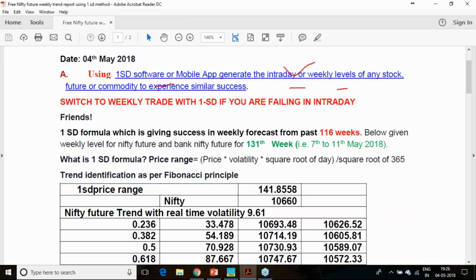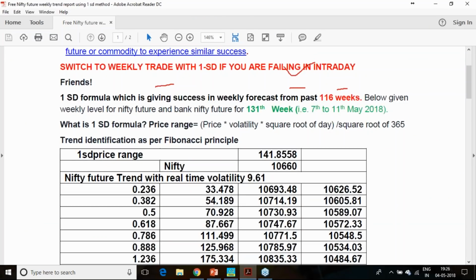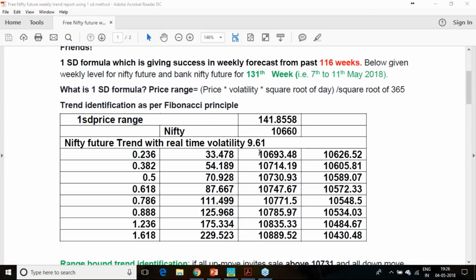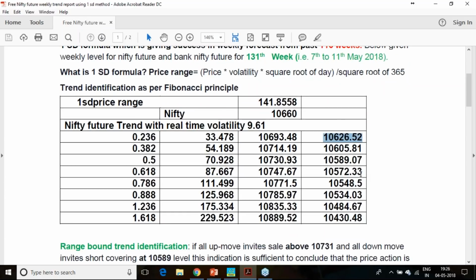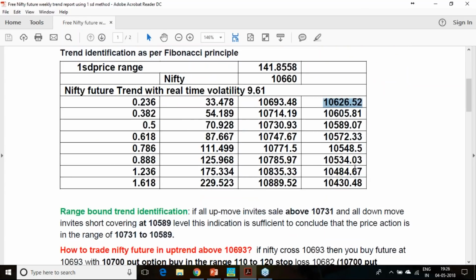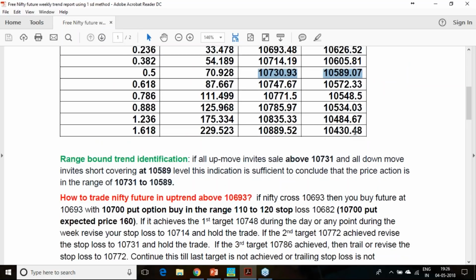Coming week, what are we expecting? I will be starting the session exactly at 7:30, as I told you. This is the trend report you can download for 7th to 11th May. If Nifty moves above 10,693, it will be an uptrend. Below 10,627, it will be a downtrend. And if it consolidates, 10,731 to 10,589 will be the consolidation zone.